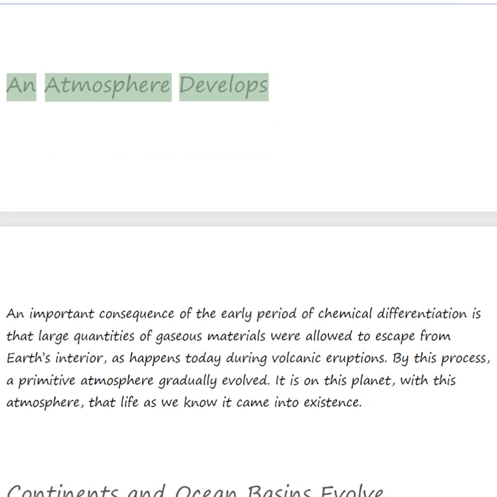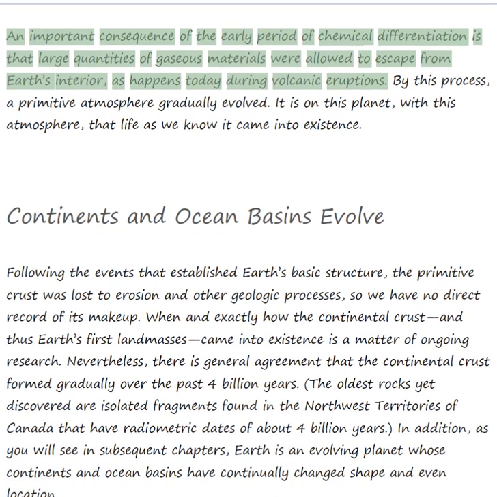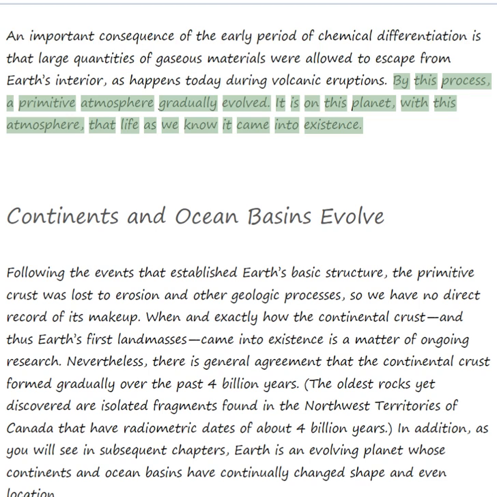An atmosphere develops. An important consequence of the early period of chemical differentiation is that large quantities of gaseous materials were allowed to escape from Earth's interior, as happens today during volcanic eruptions. By this process, a primitive atmosphere gradually evolved. It is on this planet, with this atmosphere, that life as we know it came into existence.